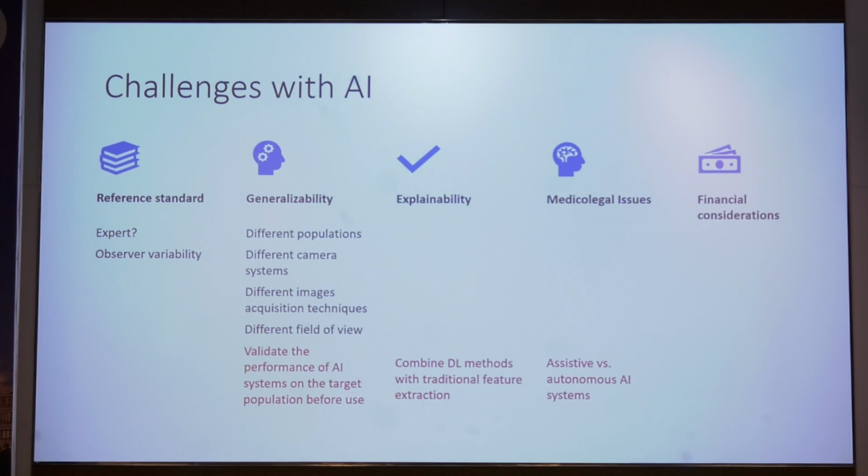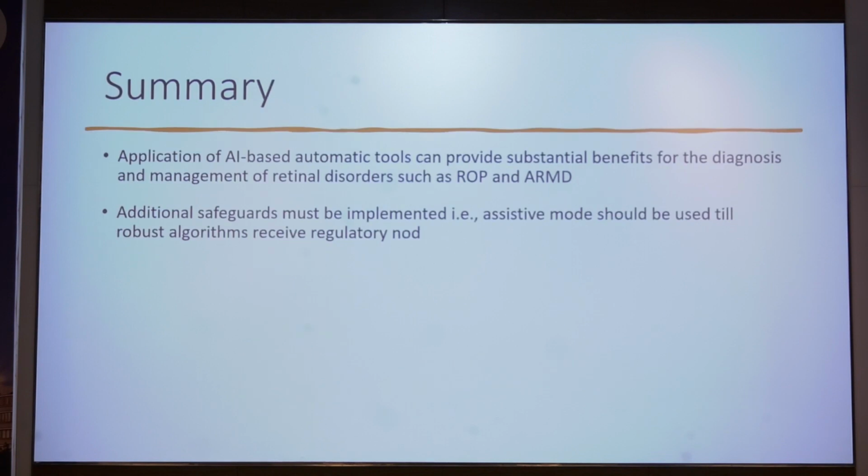Financial considerations: there are financial considerations in the initial phase, but in the long run, yes, it may be more cost effective. To summarize, AI-based automatic tools can provide substantial benefits in the diagnosis and management of ROP and ARMD, especially in our country. And till the time we have robust algorithms which get regulatory approval, we should use AI in the assistive mode rather than in the automatic mode.